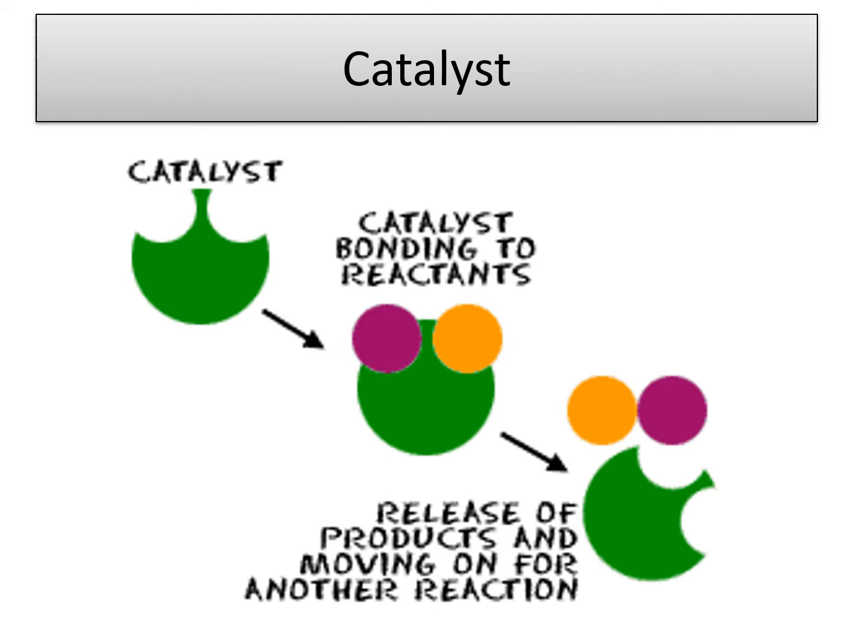Catalyst. The substance in whose presence the rate of a chemical reaction changes without causing any chemical change to itself is called a catalyst. As you can see, the catalyst is a green colored substance on the screen. When this catalyst is added into a reaction, it helps to bring the two reactants together such that the product is formed quickly, but the catalyst is not getting affected.